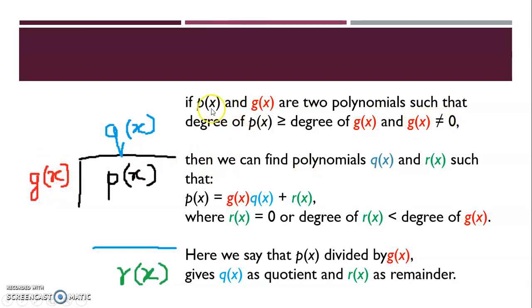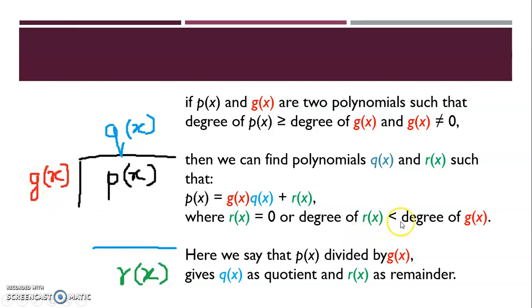And then if we divide p of x by g of x, we can find polynomials q of x and r of x. So we have the quotient and the remainder such that p of x is g of x into q of x plus r of x. That is, the dividend is quotient into divisor plus a remainder, where the remainder can be 0. When does it become 0? When p of x is a multiple of g of x, or the degree of the remainder has to be strictly less than the degree of g of x.